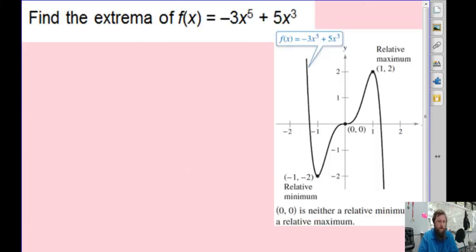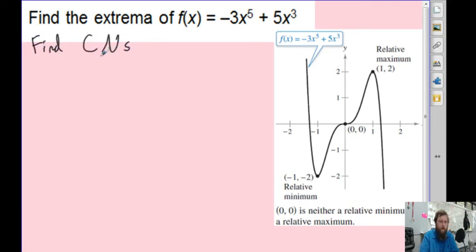So let's do an example of this. I want to find the extrema of negative 3x to the fifth plus 5x cubed, and that means find the relative max and min. I put the graph here as spoilers, but let's go over this. To find that, I have to figure out my critical numbers first. So let's actually write this. I'm going to say my steps are find critical numbers.